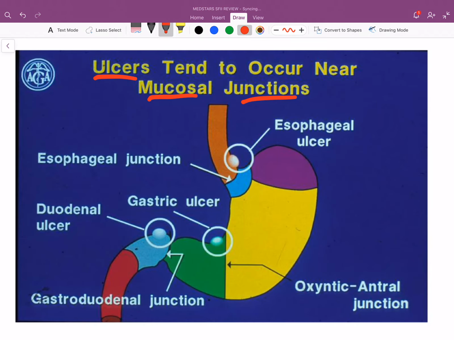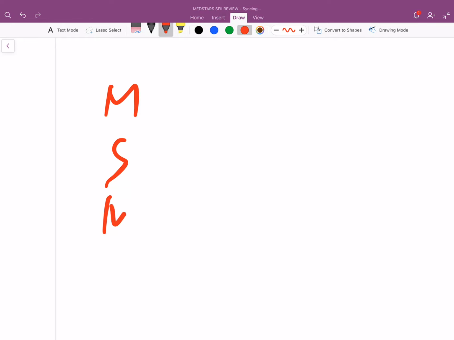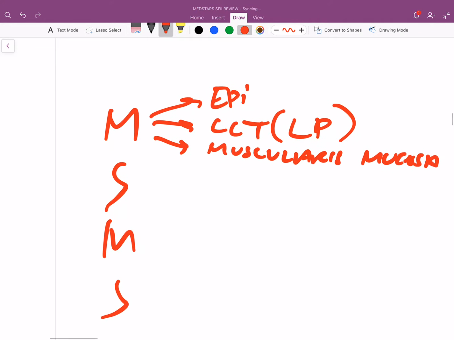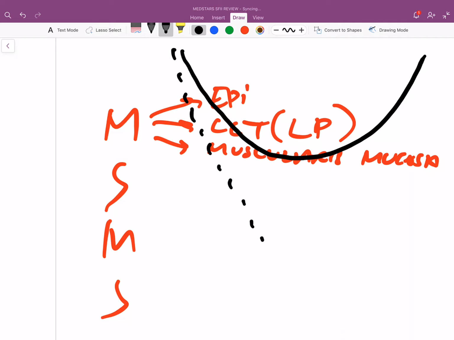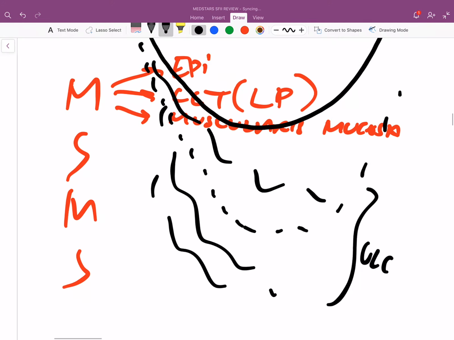What is the difference between an erosion and an ulcer? Remember what I said: MSMS. So the mucosal layer is three things. One is the epithelium, then you have the loose connective tissue, the lamina propria, what they call it. Then you have the muscularis mucosa. So an erosion would only go as far as the muscularis mucosa. It does not pass the muscularis mucosa. If it were to pass the muscularis mucosa, then anything that passes the muscularis mucosa, we call these guys ulcers.